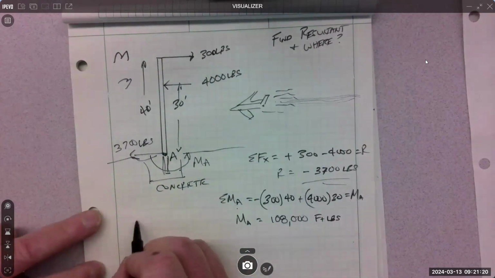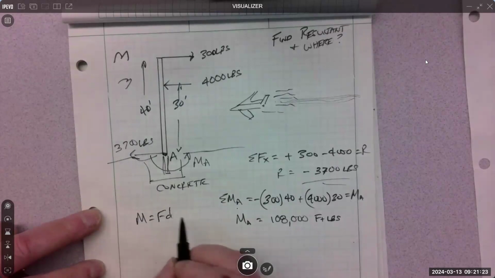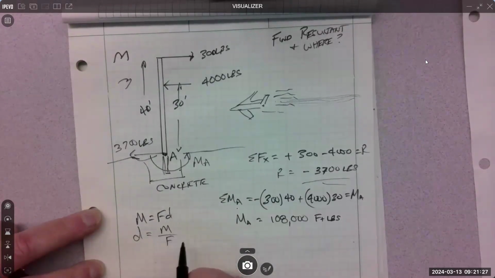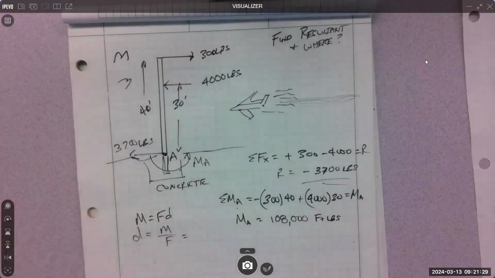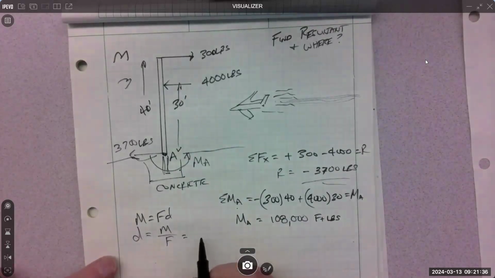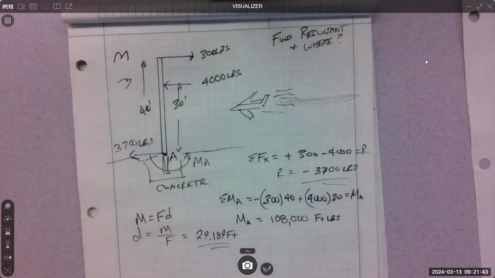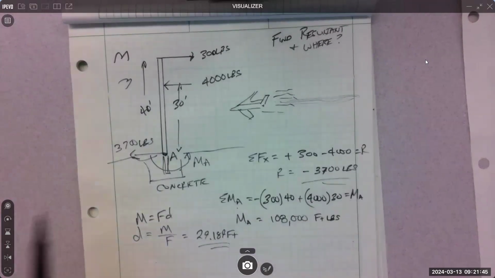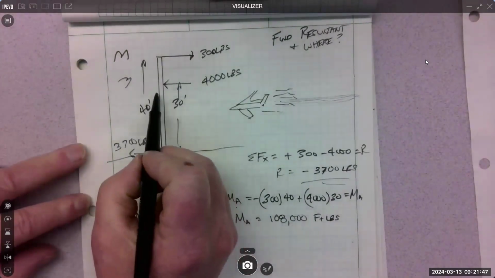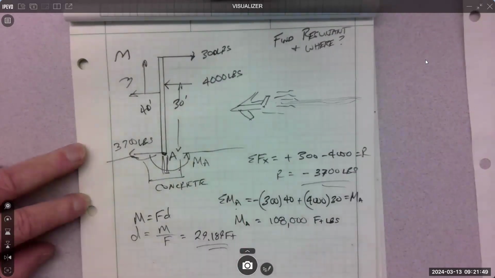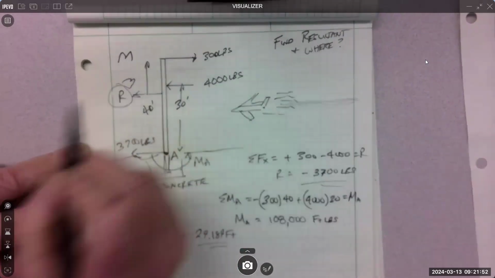Yep, so we know moment equals force times distance. To get the distance, we take the moment and divide by the force. How much? 29.189 feet. That's where it's at, up here, just under the 30, right here. That is where the resultant is.